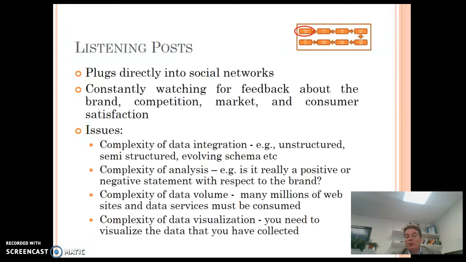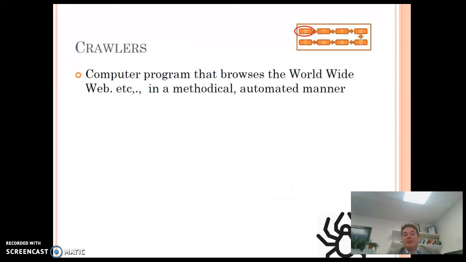So you've got millions of websites that must be consumed. So it's a huge volume of data. And then it's really complex. So how do you actually visualize what you've collected? How do you make sense of it? If it's completely unstructured data, what are the important categories that you bring together? Or what clusters emerge from the data that you can actually make sense of?